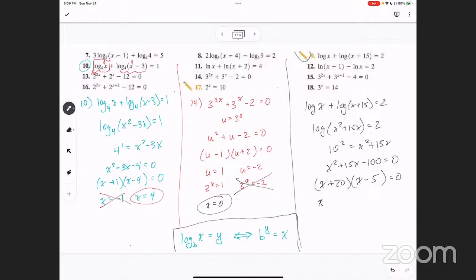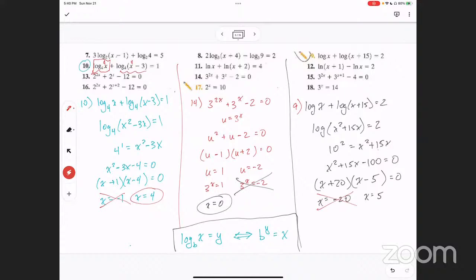So what does x equal? X equals 20. Sorry, I'm getting ahead of you. X can only equal 5. And the reason is because of what? Because you can't have the log of a negative number. That's right. That's the only reason. So 5 it is, and that's probably the right answer.